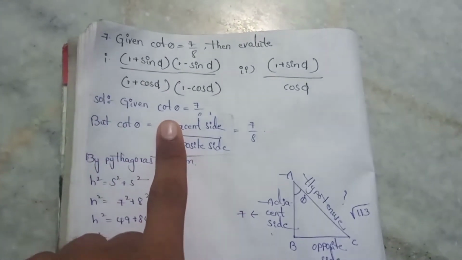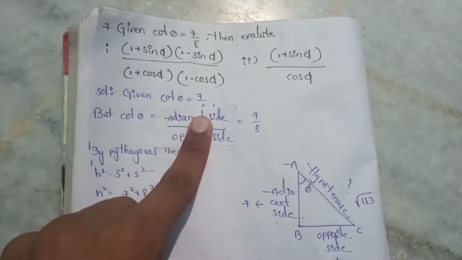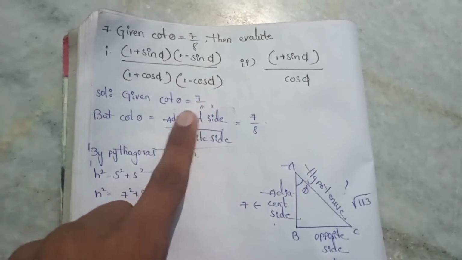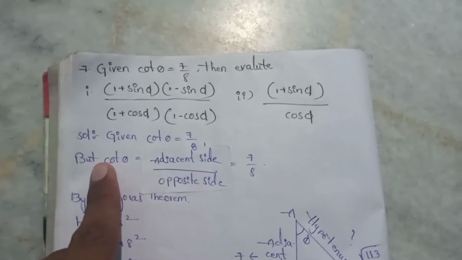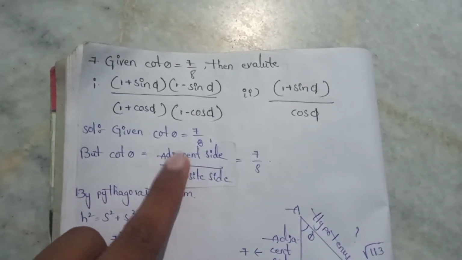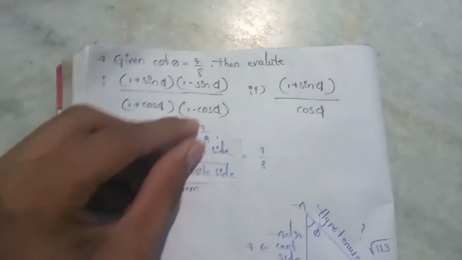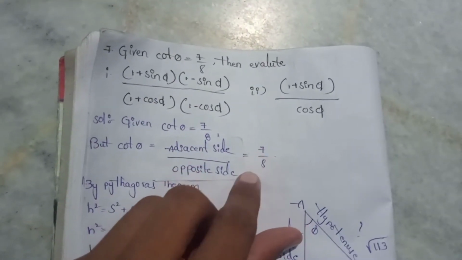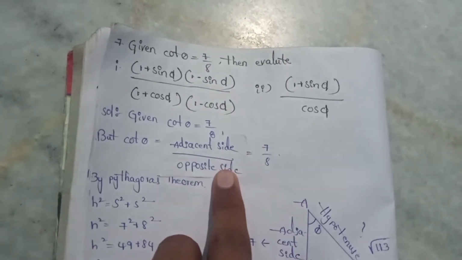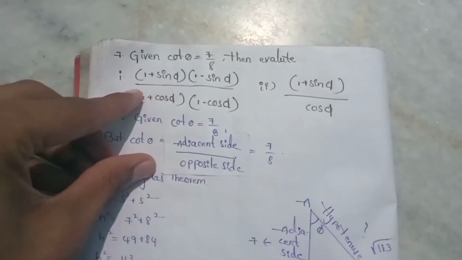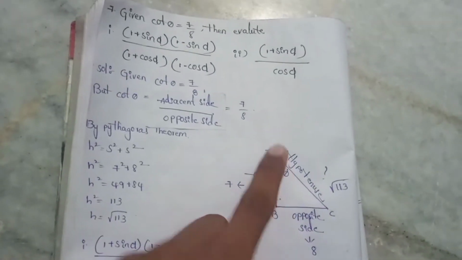What is given here? First of all we have to write that cot theta is equal to 7 by 8. But we know that cot theta is adjacent side by opposite side. So 7 by 8 is equal to 7 by 8, nothing but 7 is the adjacent side and 8 is the opposite side. Based on this we have to draw a diagram. See, this is the diagram.